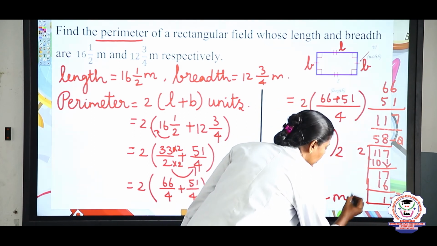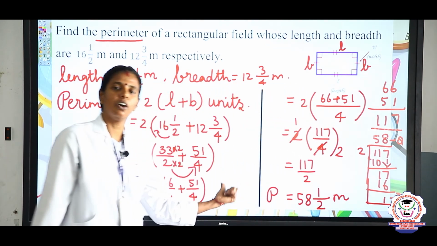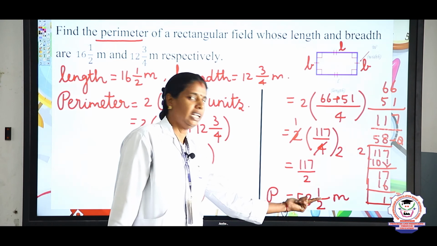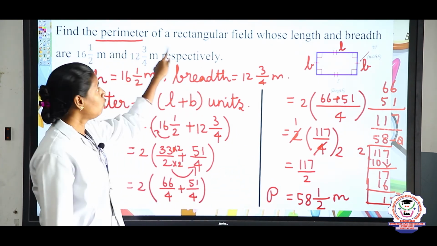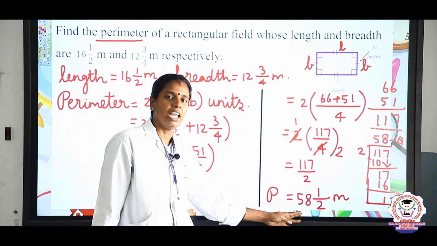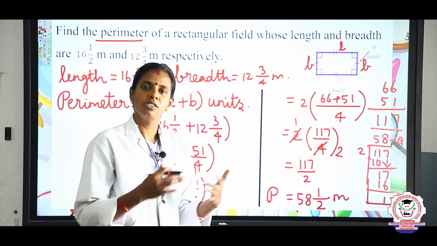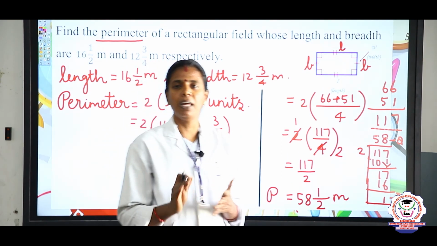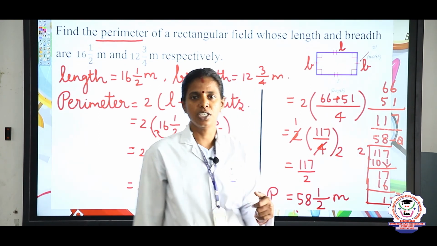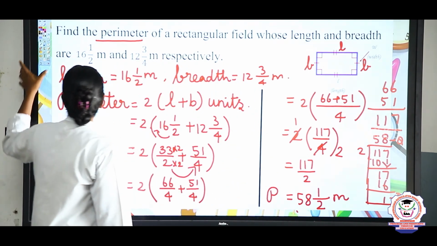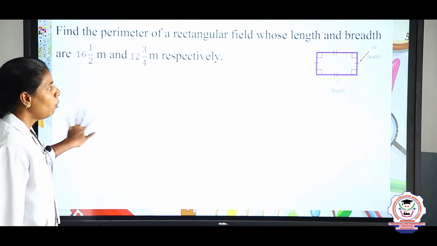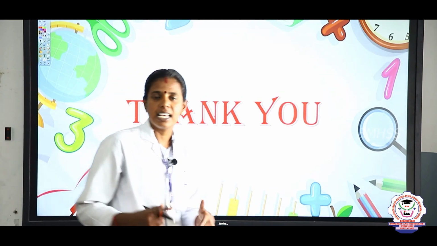Units, I told you, the question is given in meters. So we are going to complete the answer with meter. Therefore, the perimeter of the rectangular field is 58 1 by 2 meter, which we are going to use in day-to-day life to find the perimeter and area. Right children? So using these examples, you can solve the problems given in the exercise also.